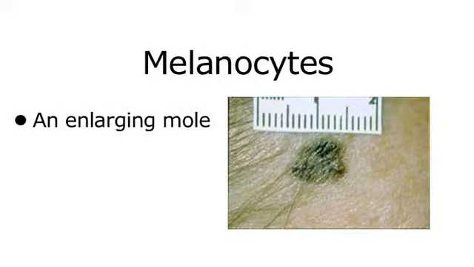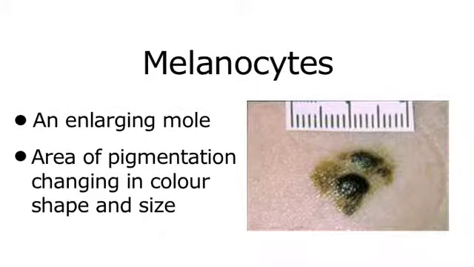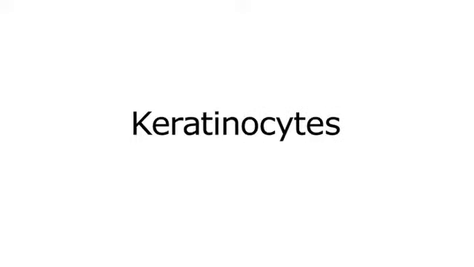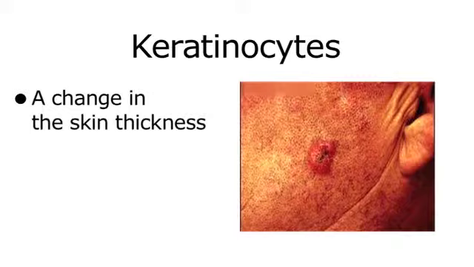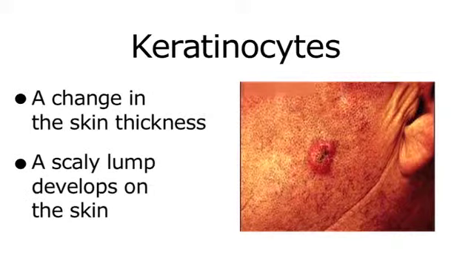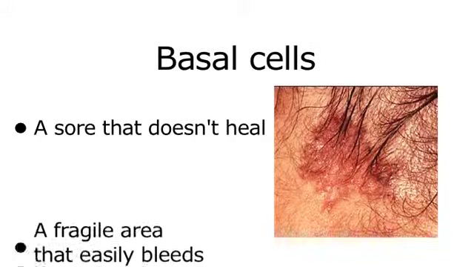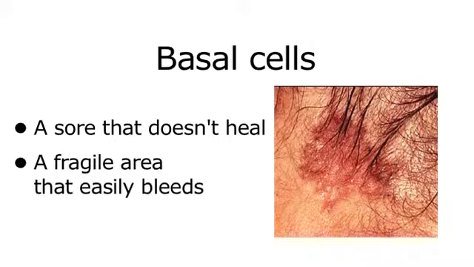Skin cancer can look in a number of ways, and firstly, it depends on what type of cell has changed to become the skin cancer. So if it's the melanocytes that are affected by cancer, you'll have an enlarging mole or area of pigmentation that will change in colour and shape and size. If it's the keratinocytes, you find that you develop a change in the skin thickness, often a scaly lump will develop on the skin surface. And if it's the basal cells, you typically find a sore that doesn't heal, an area of skin that is very fragile and easily bleeds.